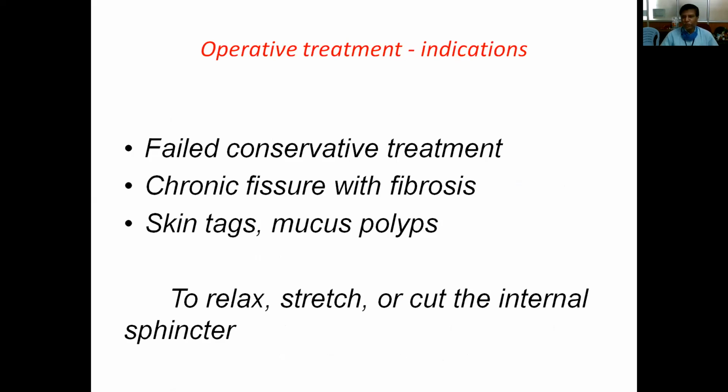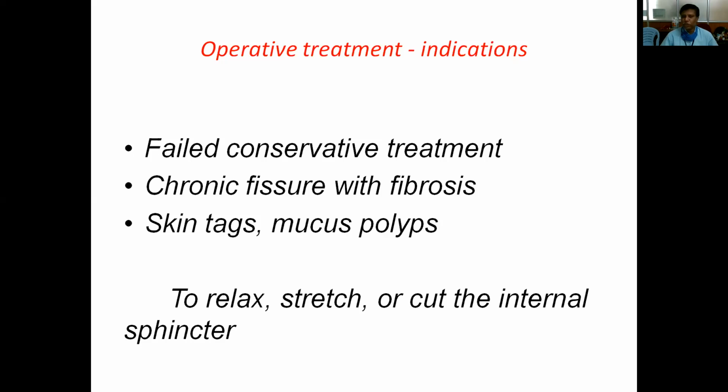Then finally the operative treatment. If the conservative treatment fails, the ulcer is not healing, no symptomatic relief, or an acute fissure is there with severe pain, the patient is not tolerating, difficult to pass stools, where there is urgent need of relief of pain. Then in chronic fissures with fibrosis, where you do not expect the ulcer to heal conservatively, and where there are skin tags and mucous polyps which need excision anyway, in such circumstances, you can advise operative treatment.